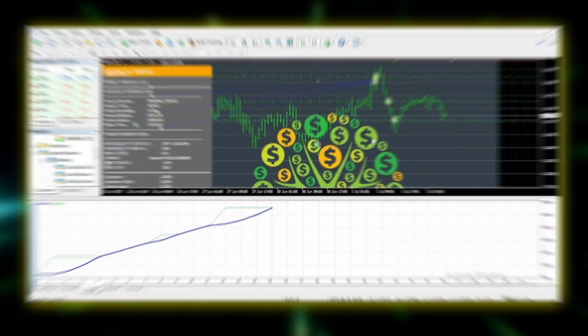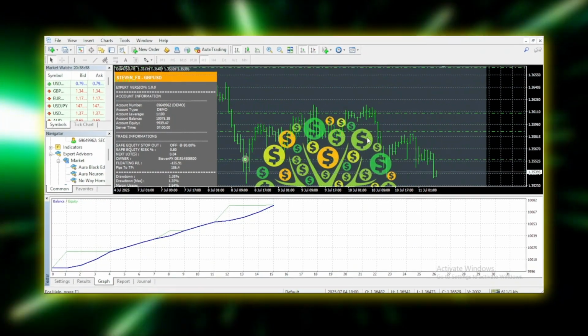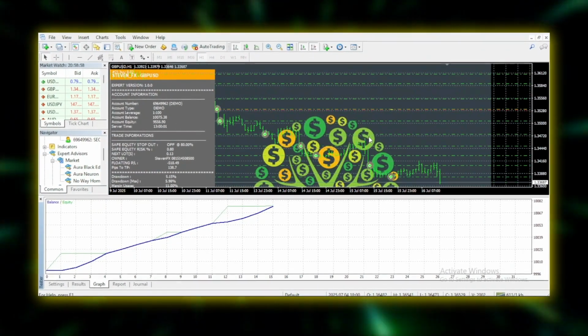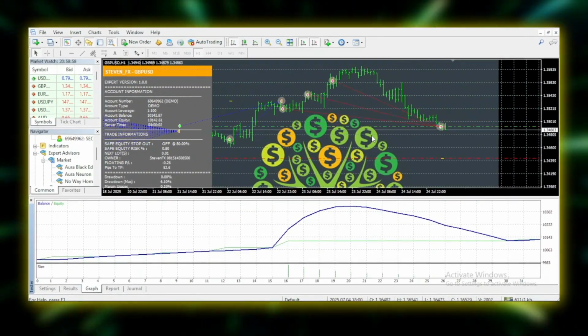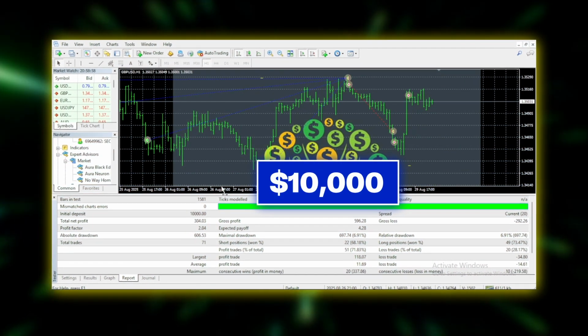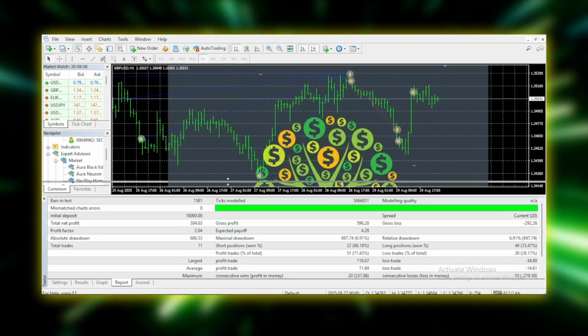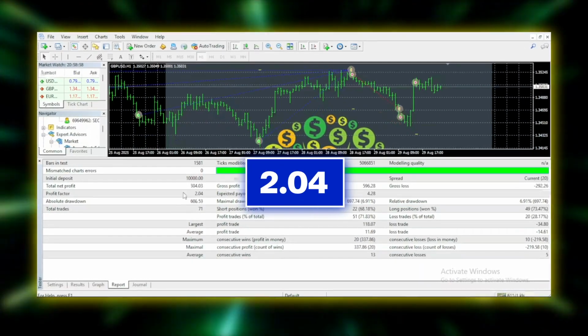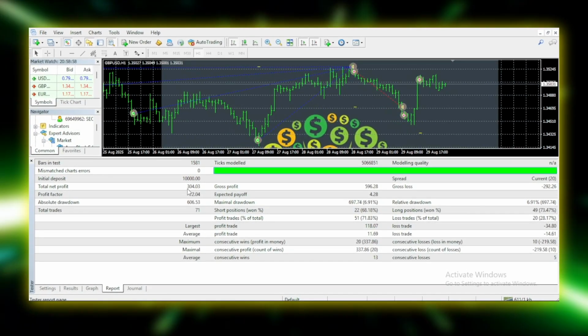Now let's focus on the backtesting, where this EA really proves its performance. Trades are plotted clearly on the chart with balance, equity, and floating profits updating in real time. And the detailed report shows that with a $10,000 deposit, the EA generated more than $300 net profit, with a strong profit factor of 2.04 and a controlled relative drawdown below 7%.